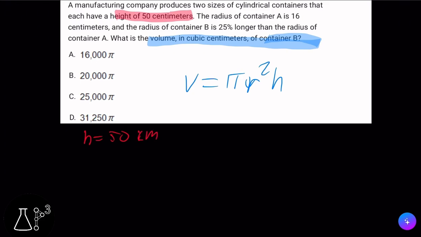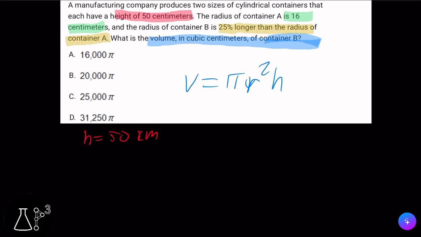We're also given that container A has a radius of 16 centimeters. But that information is not relevant, and you'll see why. Because we're looking for the radius of B, not A. A is given, but we need the radius of A to look for the radius of B, because it tells us that the radius of B is 25% longer than the radius of A.